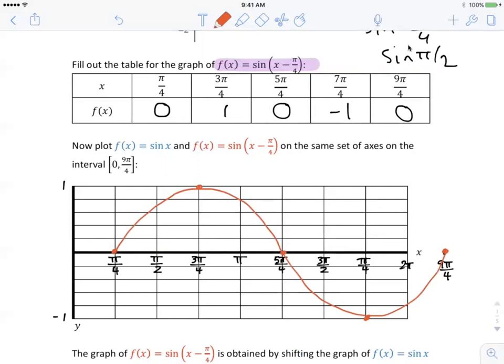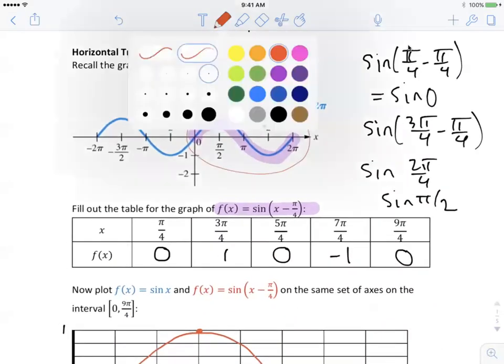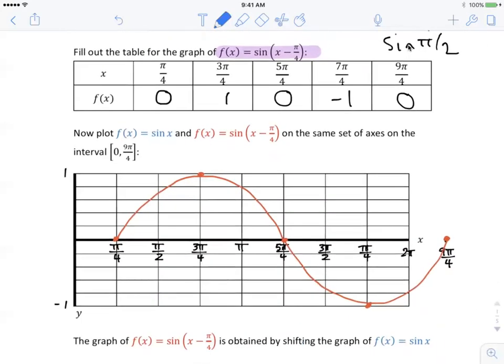How about just sine x? So I'm just going to use that guy. Right. Let's do that one in blue. And so that one was at 0, it's 0. At pi over 2 is 1. Pi, here's 0. 3 pi over 2, -1, and then 2 pi, 0. That's the standard sine wave. Okay, and there's the comparison.